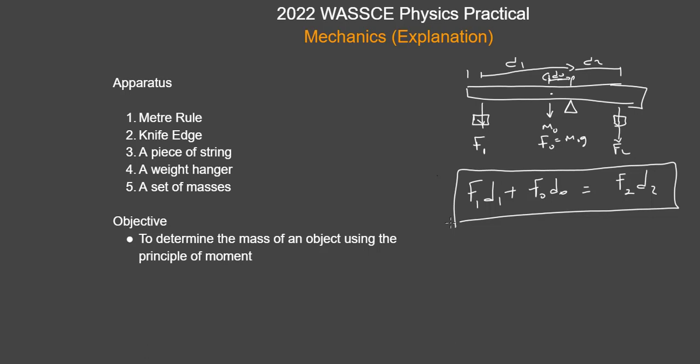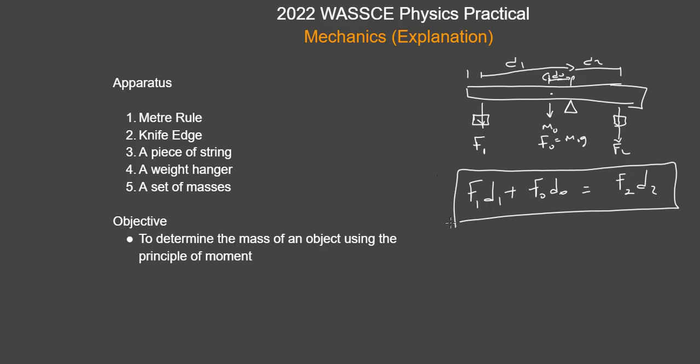So this is the equation that results from the principle of moment. And with this equation, you can determine a lot of things. Now this is just to illustrate what the principle of moment states, but this time in a very practical sense. Now that we've talked about the principle of moment, what do you think this experiment will help us achieve? In other words, how can we determine the mass of an object using this principle?